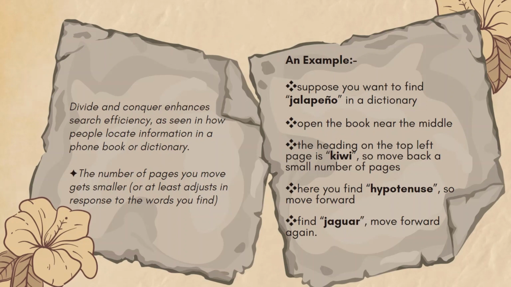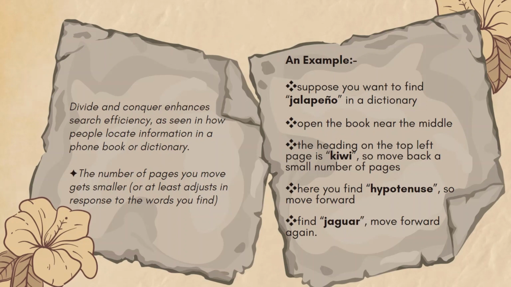What we do is we open the book near the middle. That's the start of the process. On the open top left page, we have the word kiwi written. Now we know that K comes after J, and hence we neglect the pages after this particular page and only focus our attention on the pages before.